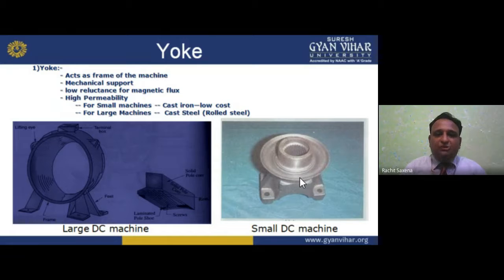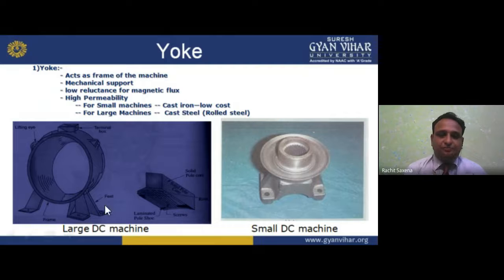For small machines we use cast iron, for low cost. Small DC machines use cast iron because it is cheaper compared to other iron. For large machines, cast steel or rolled steel. As I told you earlier, for heavy duty and large machines we use cast steel because it has higher permeability compared to cast iron. It also serves one more thing: it carries the flux, because the flux moves in the air gap, so it carries the flux also.